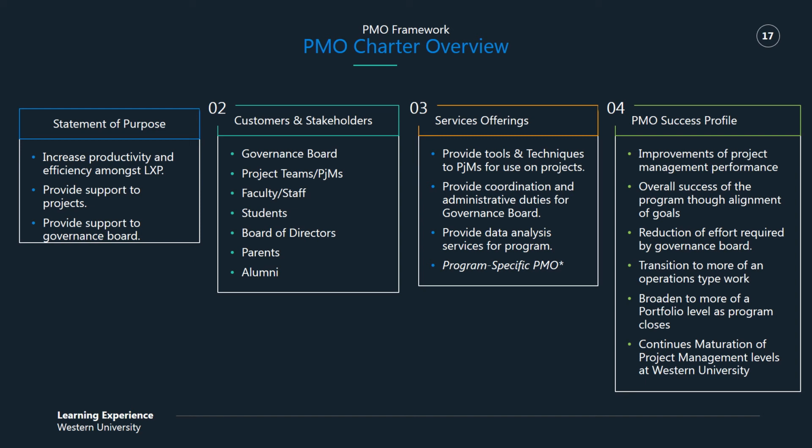And then our PMO success profile: improvements of project management performance, overall success of a program through alignment of goals, reduction of effort required by the governance board, and then closer to the end of the program, we want to transition to make sure it's more of an operations work, but also continuing on to more of a portfolio level, providing support for new programs, new projects as they arise, and continues the maturity of the project management levels at Western University.